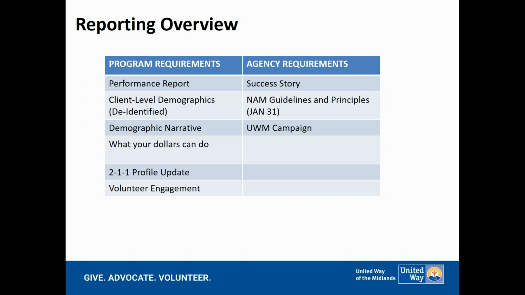Agency requirements: one will be due per agency at mid-year, with that January 15th deadline. One success story out of whatever programs you are being funded in will be due. At year end, that would be a by-program success story, so just keep that in mind. NAM guidelines and principles are due January 31st. If you have not started working through that, I would highly suggest that you go to the NAM website and look at that. And then a United Way campaign.